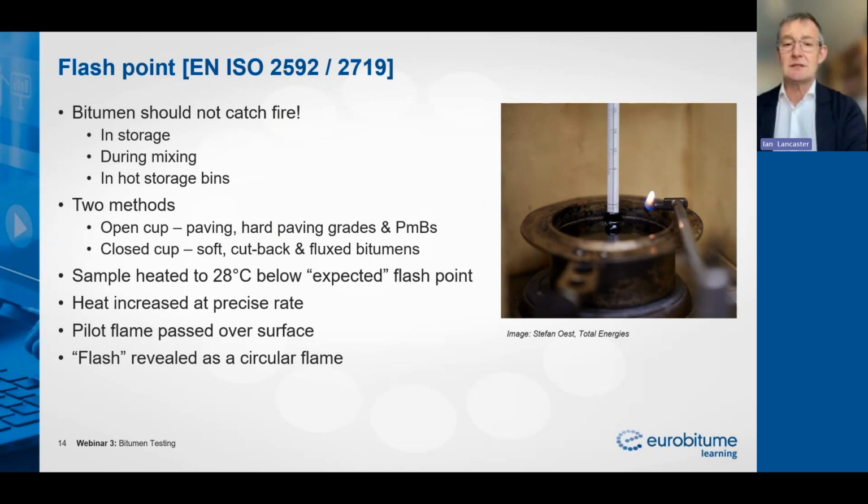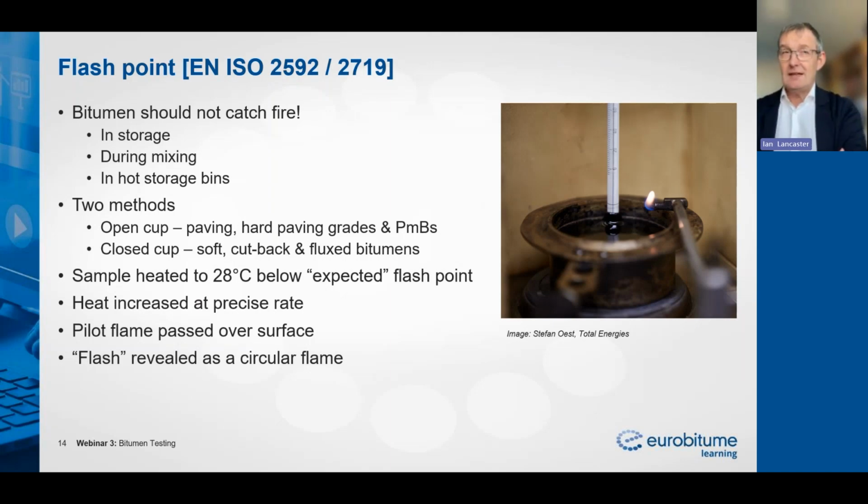And we can do this using the technique called flashpoint. Here we have 2 options in our armory. The most common is what's called the open cup, and you can see that in the picture on the graph there, and that's used for paving grade binders, hard paving, and PMBs. Or we can use closed cup. Now, the difference with a closed cup is that the flame that you can see there above the sample and the thermometer is enclosed. And we use that for soft cutback and flux bitumens.